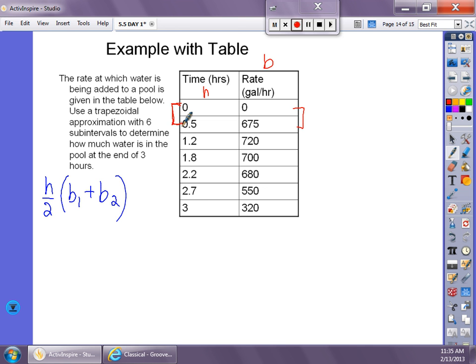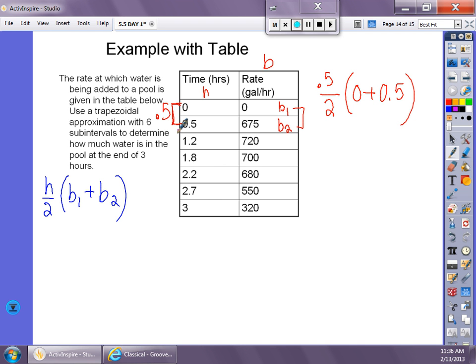How wide is that first trapezoid? Or how high is it? 0.5. Why would I want to do this? Because that tells me that the very first one is my base 1, and the very second one is my base 2. So my first trapezoid would be h over 2 times y of 0 plus y of 0.5. There's no 2 in here, because I'm doing them all one by one.